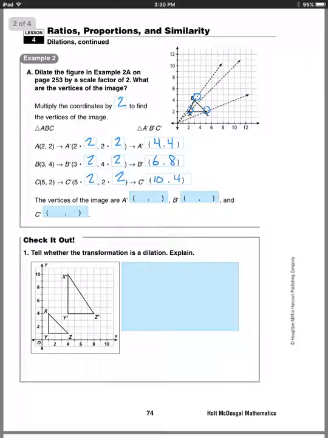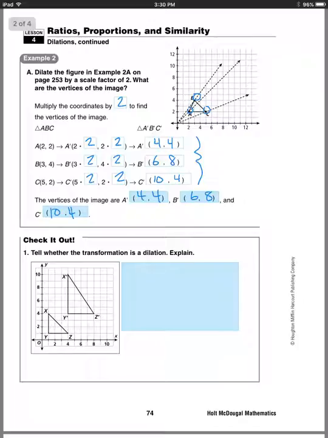Okay, so these points here are for our copy. They have the comma there. That's the copy. Okay, so the vertices of the image are, hold on, there we go. A is 4, 4, B is 6, 8, C is 10, 4.